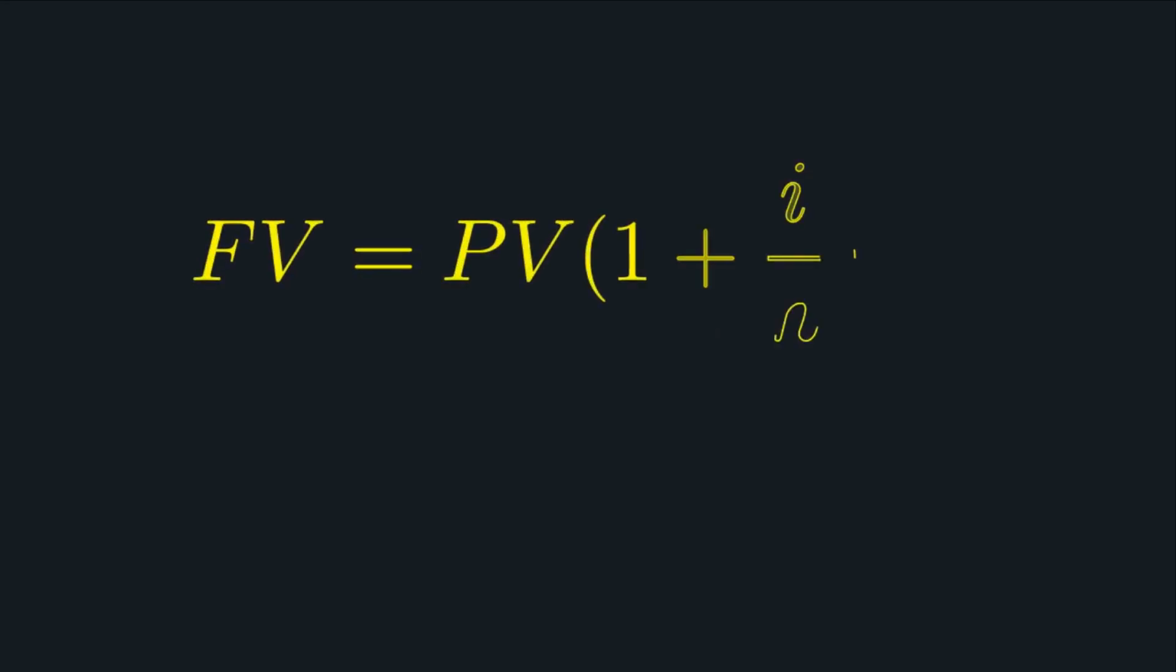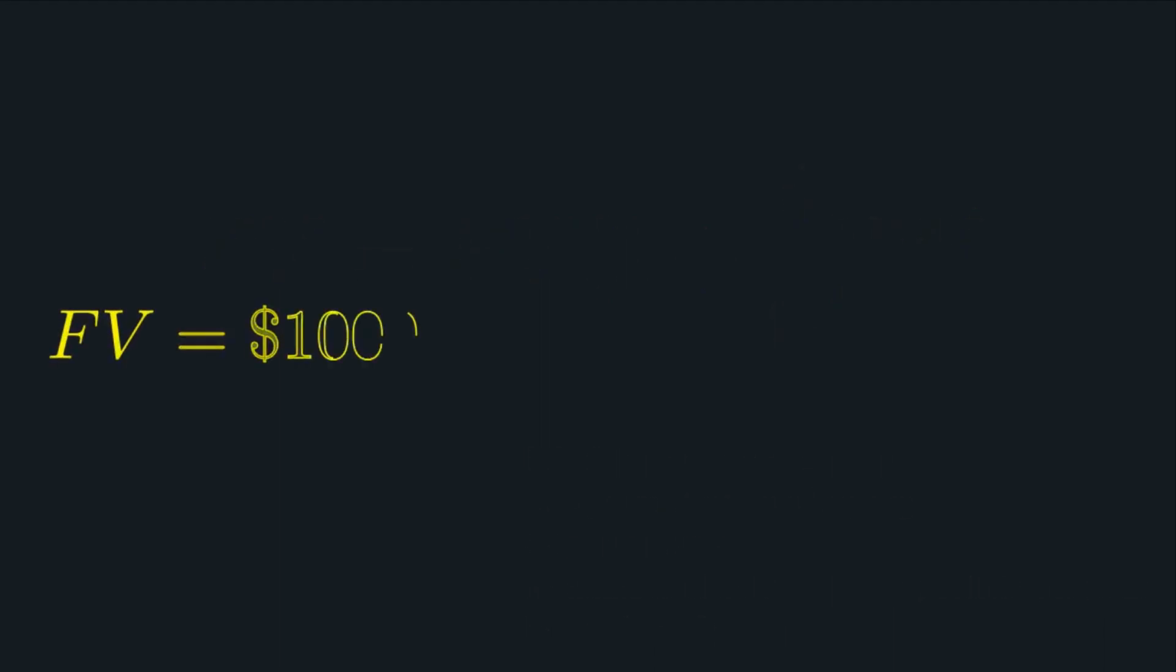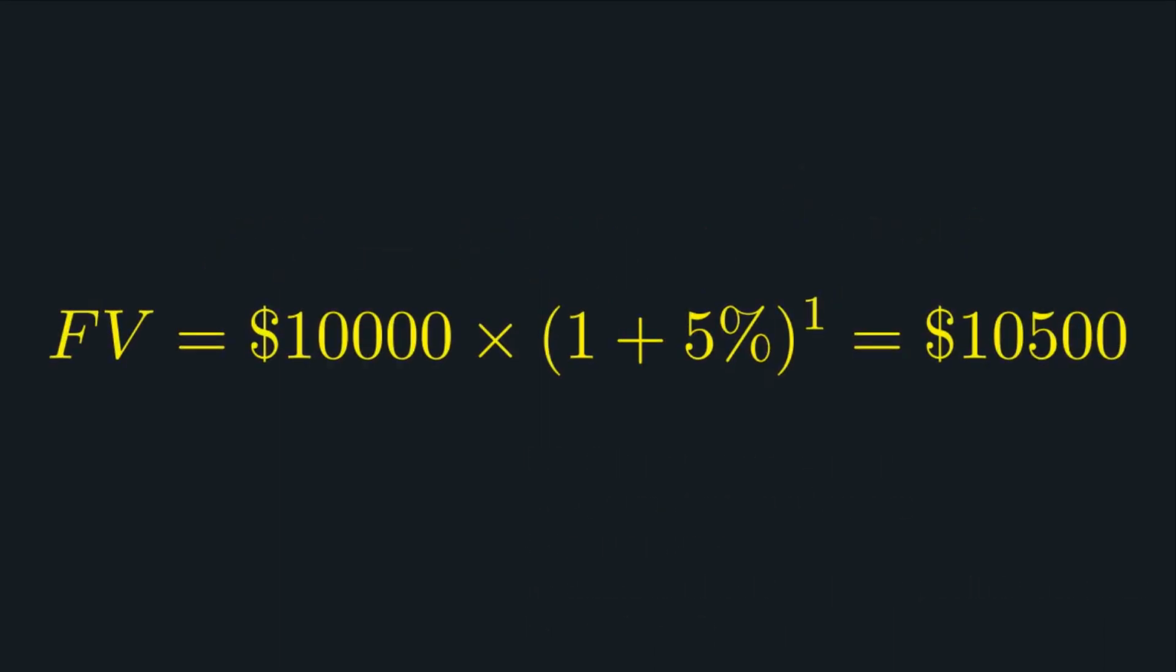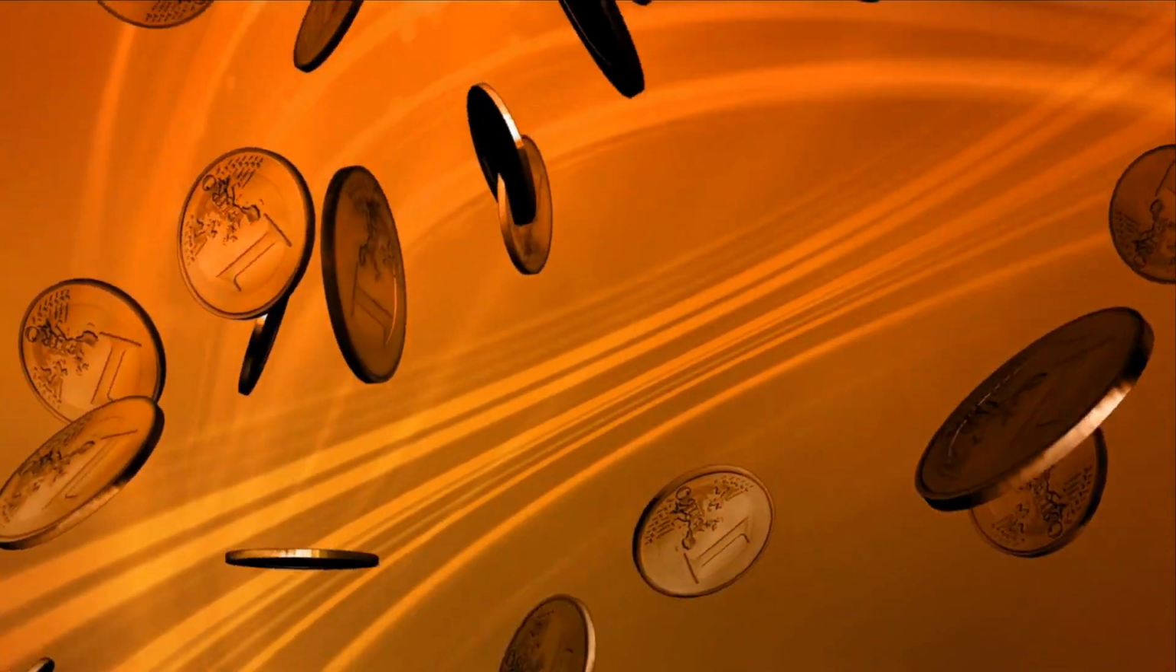The most fundamental formula for the time value of money takes into account the following: the future value of money, the present value of money, the interest rate, the number of compounding periods per year, and the number of years. Let's assume a sum of $10,000 is invested for 1 year at 5% interest compounded annually. This is the future value of this money. Money has value, so appreciate it, and especially the time spent on it.